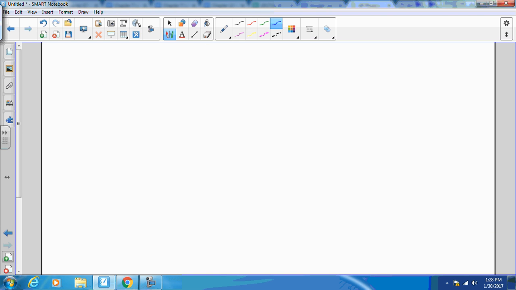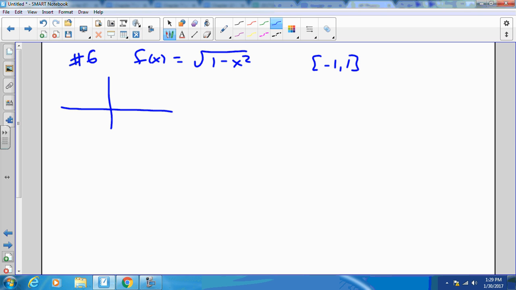Okay. So, number 6. What is the function and the interval that we're talking about? Square root of 1 minus x squared. Okay, on the interval negative 1 to 1? Okay. So first, let's look at a graph so we can understand what we're talking about. When we look at a graph of f, it's pretty obvious that it is continuous on negative 1 to 1, and it's also clear that f of negative 1 and f of 1 are both 0.